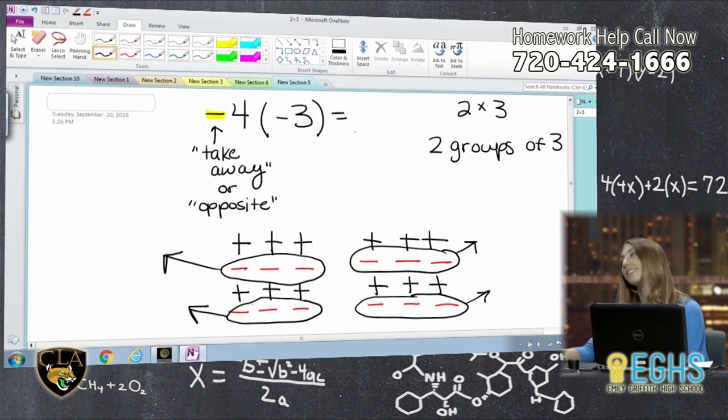Hey, Steve, do you hear us? Oh, yeah, I'm still here. So what are we left with after we take away those 4 groups of -3? 12? Yeah, and it's the positive 12, right? Oh, I got it.